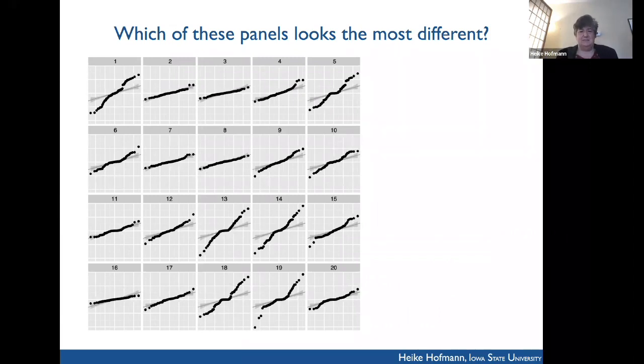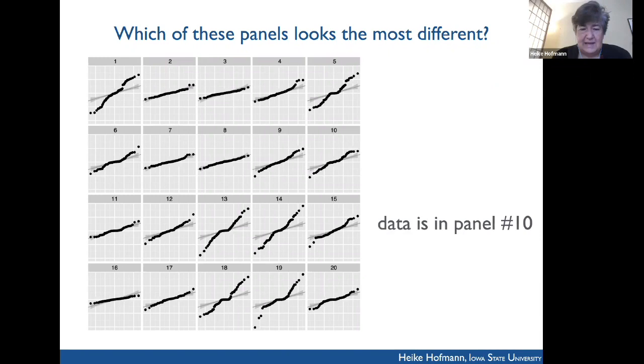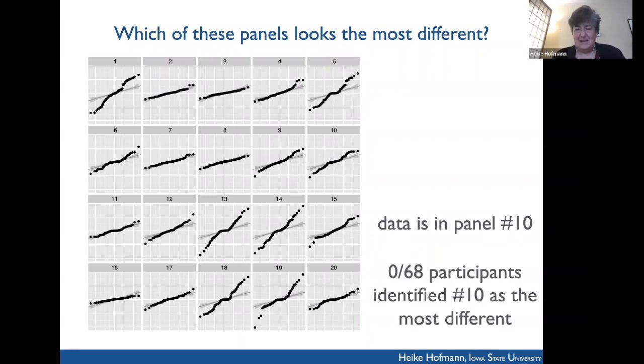So what we did here is we sampled from a hierarchical model, we sampled residuals after refitting the same hierarchical structure. And these are the residuals that we got from the refit. The data is here in panel number 10. I've already shown the data to you, so maybe you recognize the little hook at the top. We did not show the data panel to our evaluators, so they weren't biased. And none of 68 participants identified number 10 as being the most different.